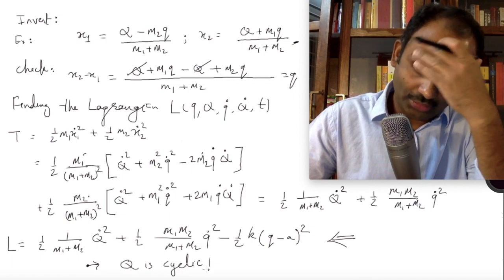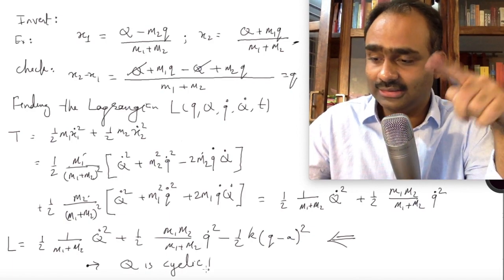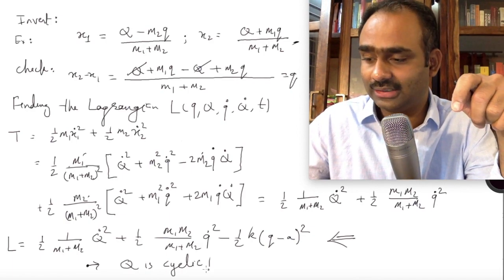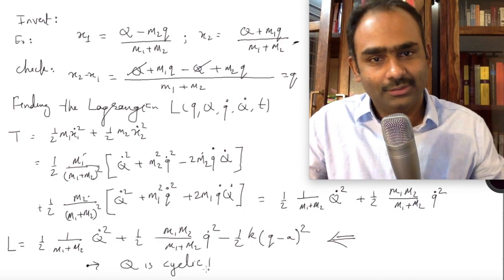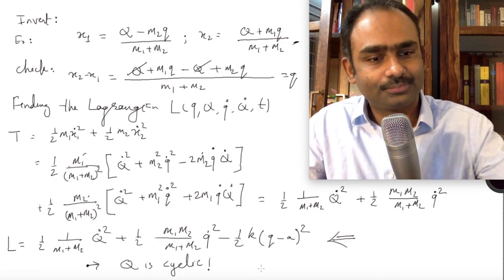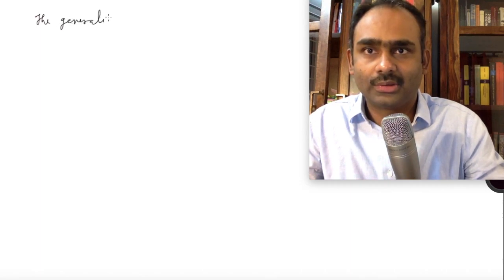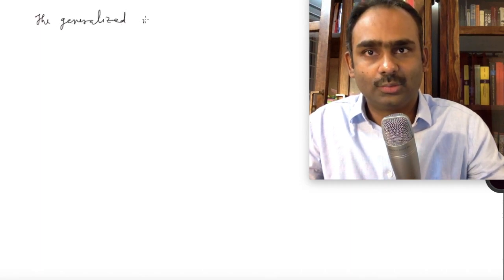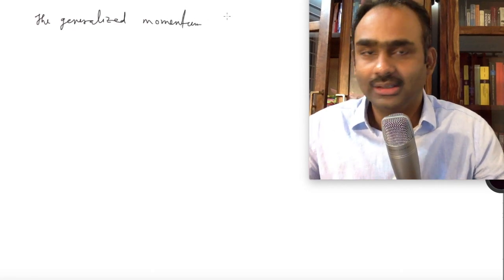Anyhow, you already know that if a coordinate is cyclic, then the corresponding generalized momentum is conserved, which means that, let me go to the next slide, the generalized momentum corresponding to Q is conserved.